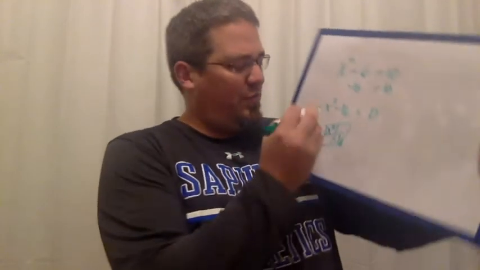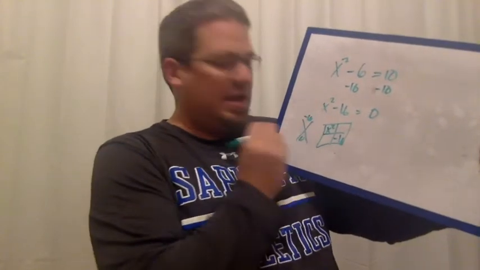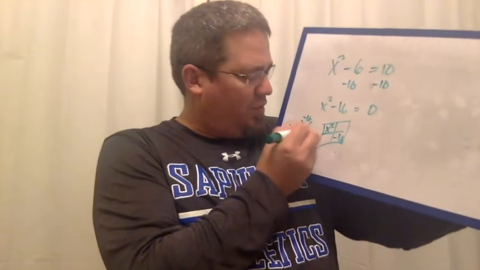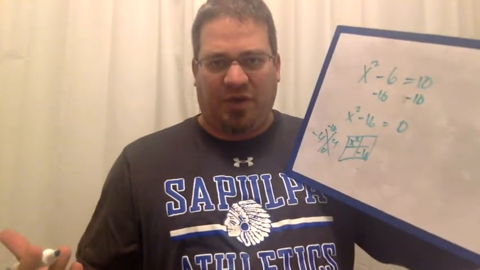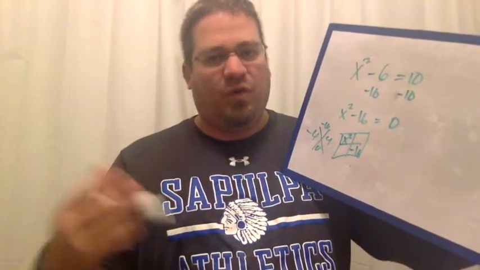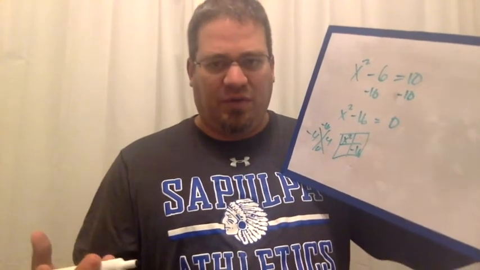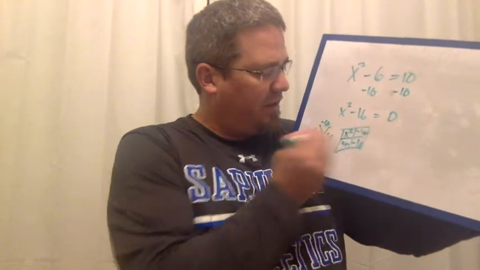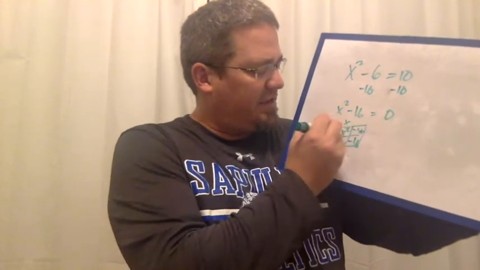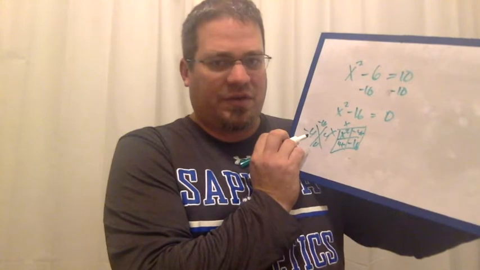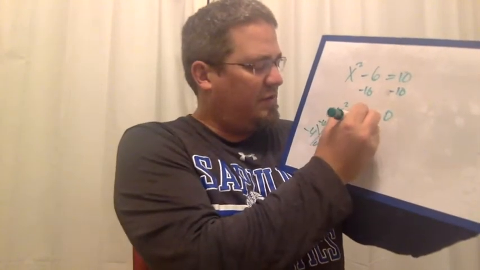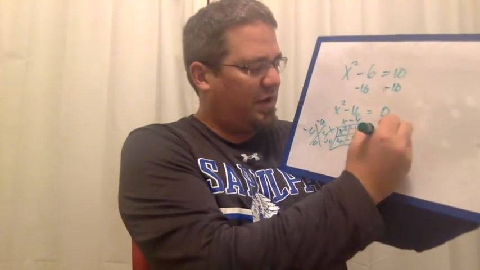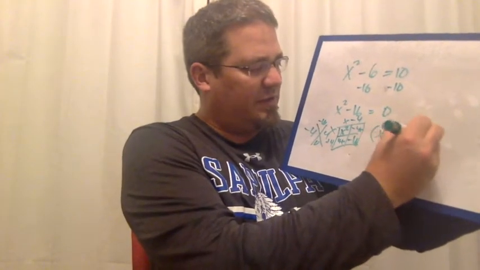So what 2 numbers multiply to give me negative 16, add together to give me 0? That is obviously negative 4 and 4, because 4 times negative 4 is negative 16. 4 minus 4 is 0. So that means I have 4x and negative 4x. So then I have x times x gives me x squared, and then it's minus 4 and plus 4 for my box. So my 2 terms are x minus 4 times x plus 4.